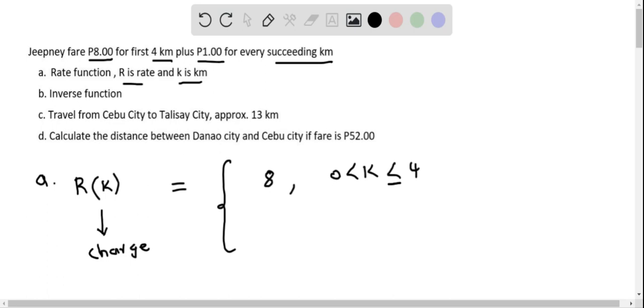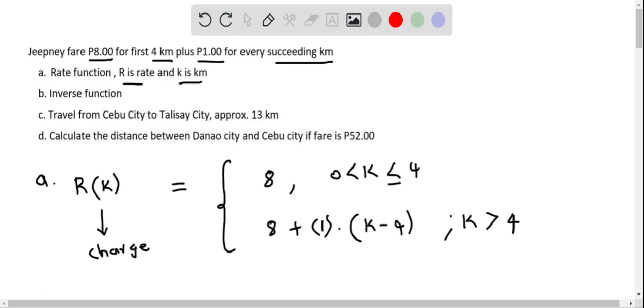That is, if we have traveled anywhere from 0 to 4 kilometers, it is charged as 8 peso. And in the second part, for every succeeding kilometer, it is charged 1 peso in addition to the 8 peso which is charged for the first 4 kilometers. So we have to include this 8 peso, and we have to calculate the number of kilometers after 4 kilometers. This can be written as k minus 4. And here also we have the domain restriction, that this is true for k greater than 4.